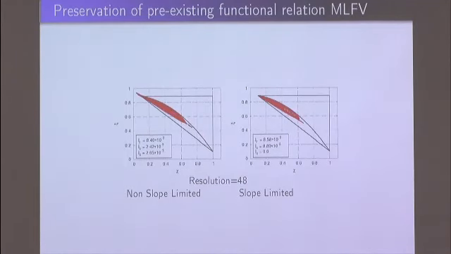This is the same result for the method of lines based finite volume scheme. Also here we see the slope limiter is able to remove these overshoots.